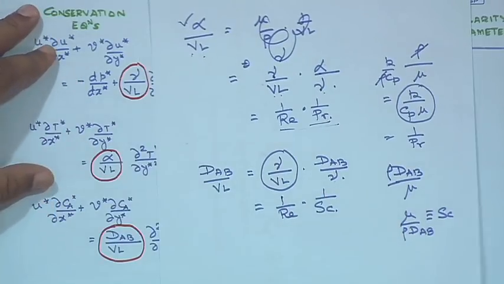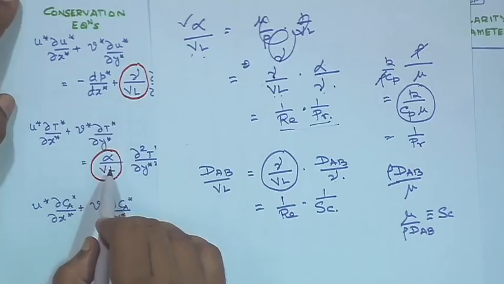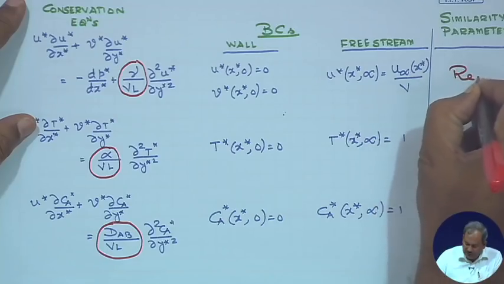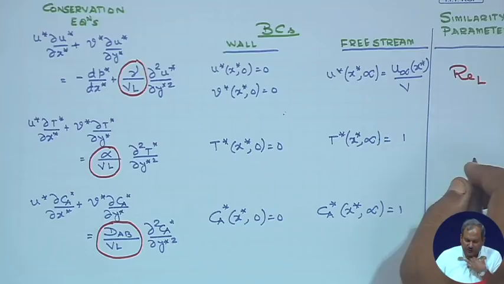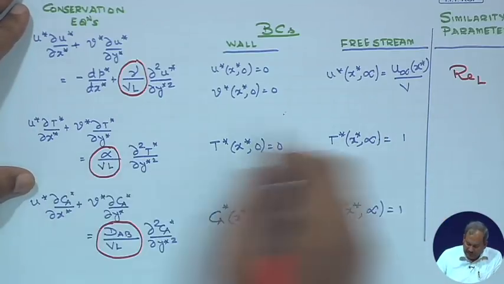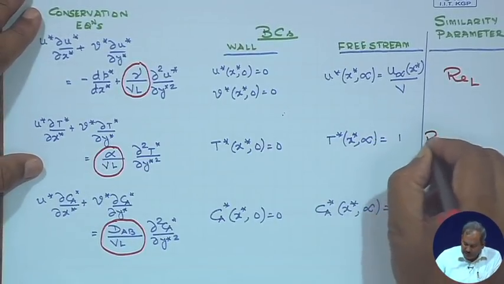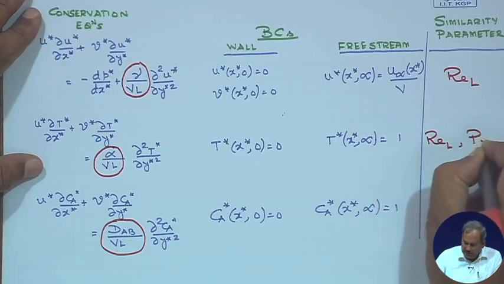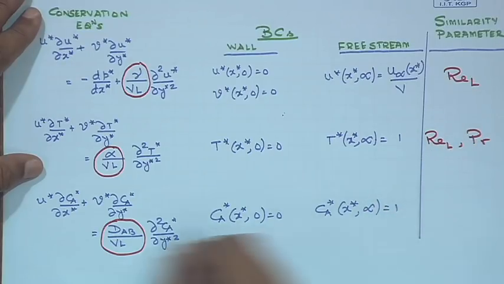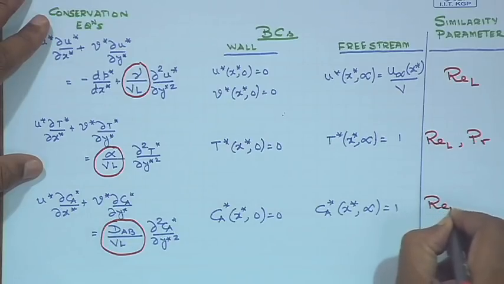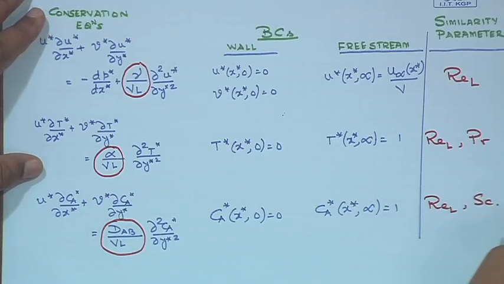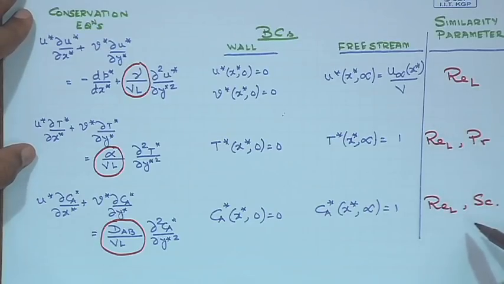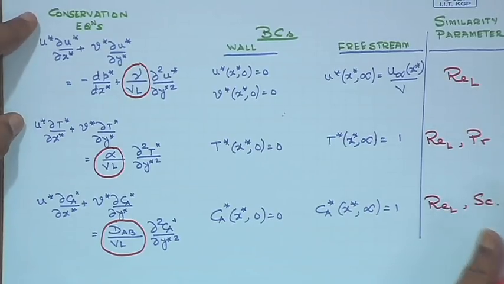So, the three terms that I have circled with red over here, the so called similarity parameters, which I can write for this case is going to be Reynolds number based on the length of the surface, length scale, and for the thermal boundary layer, it is going to be Reynolds number and Prandtl number, and for the case of mass transfer, it is going to be Reynolds number and Schmidt number. So, these are the various similarity parameters that appear in the conservation equation when you non-dimensionalize them.